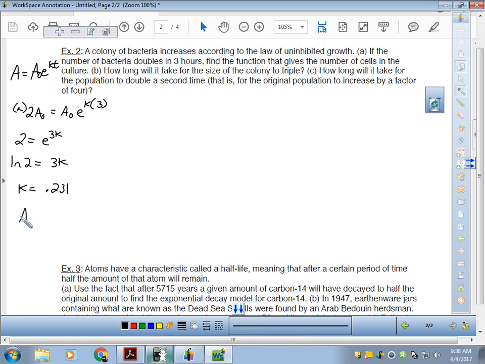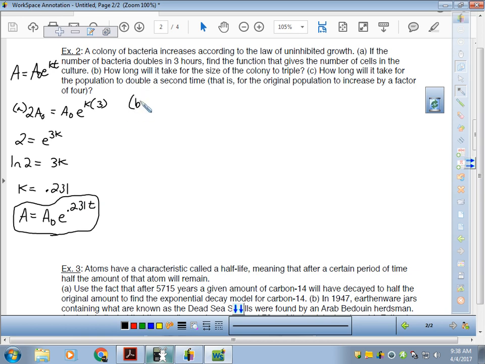All right, so now we have a model. We can say a equals the initial amount times e to the 0.231t. And that's really all we can do because we still don't know the initial amount, so we still can't fill that in. So this is the best model we can have, the best equation we can have.